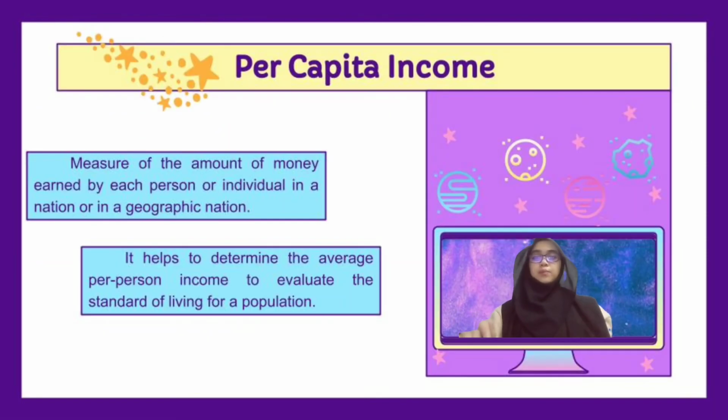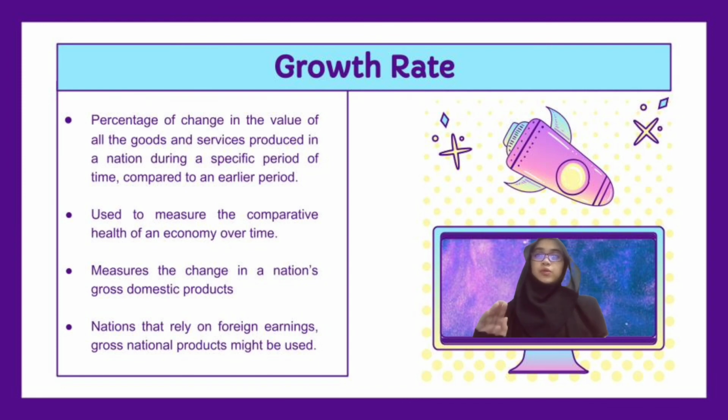First, let's have a look at per capita income. Per capita income carries the meaning of a measure of the amount of money earned by each person or individual in a nation. Per capita income helps to determine the average per person income in order to evaluate the standard of living of our population. Next, growth rate.